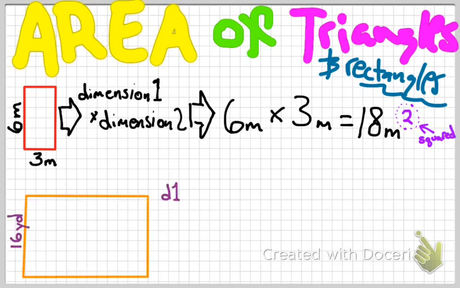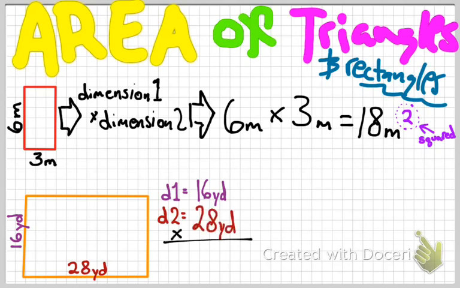Now let's take a look at another rectangle. So the first dimension is 16 yards, second is 28 yards. Same thing as before, it's pretty simple. Just multiply them together and you get 448 yards squared. I'll just put that there. Now that's pretty good. I think you guys all can get that.